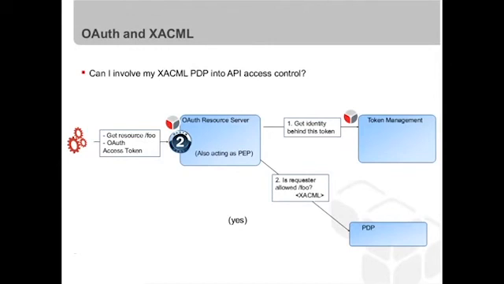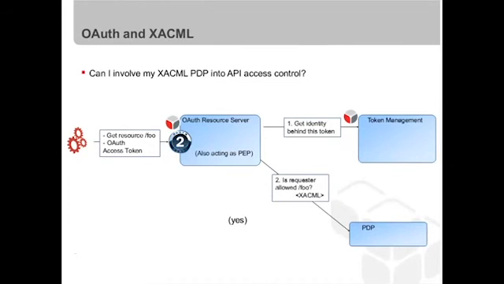So how does OAuth and XACML intersect? And can you involve an existing XACML infrastructure in order to control access to your APIs? What I illustrate here is an OAuth resource server, which at runtime would also be acting as a policy enforcement point. So imagine an OAuth resource server that gets a request for a specific resource and would construct an XACML request using information associated with the access token that comes in at runtime.